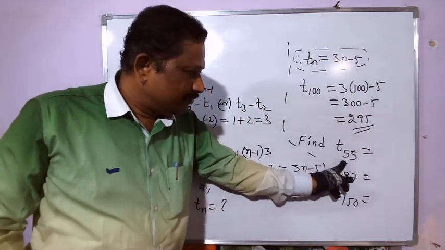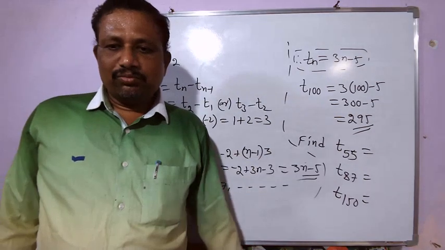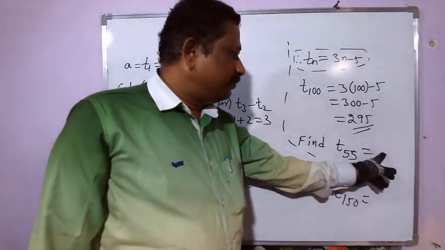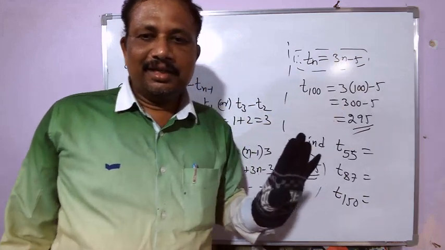In the same way we have to do for these three questions. Do them and come, it is tomorrow's homework. So for 55 we have to substitute in the place wherever we have n.